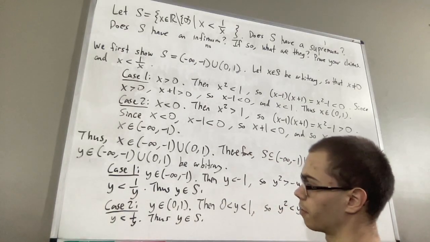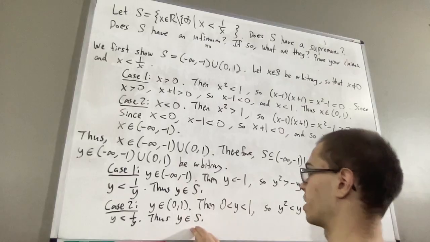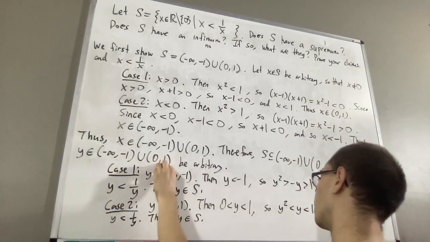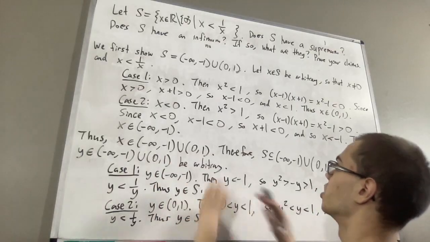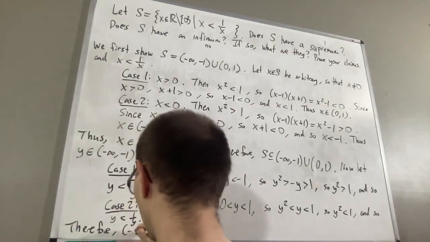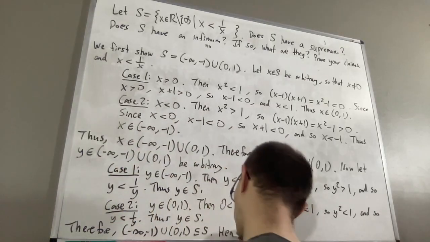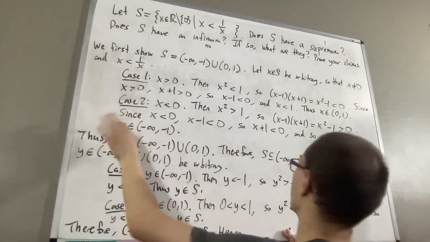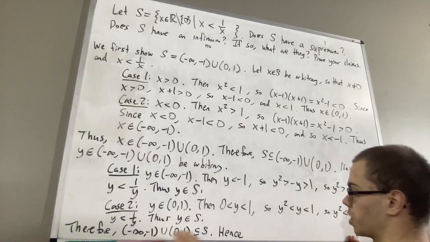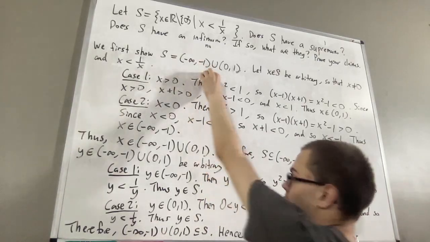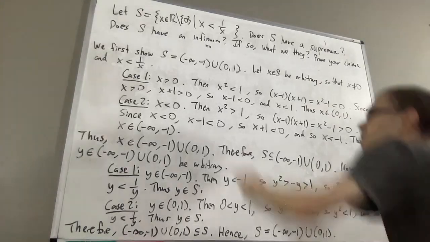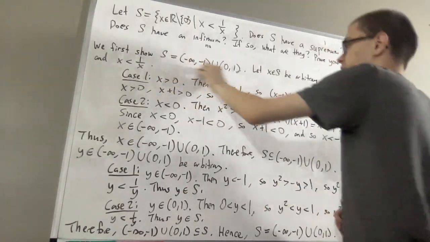So that's it. In either case, we deduce that y is an element of S. So for every y in the union of these two intervals, it follows that y is an element of S. So the union of these two intervals is a subset of S. And hence, because we have shown that S is a subset of the union of the intervals, and the union is a subset of S, therefore they must be equal. So that proves that S is precisely the union of these intervals.